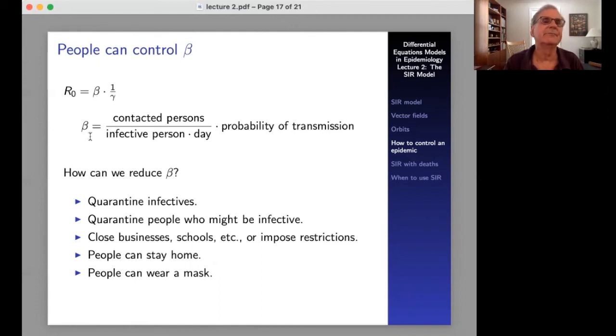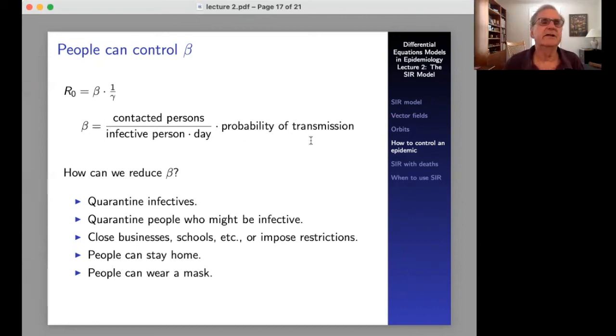So what was beta? Remember from the first lecture, beta is the number of people contacted by an infective person in a day times the probability that the disease is transmitted by that contact. So it's the type of contact that would normally transmit this particular disease, but no disease is passed on with probability 1 when a contact takes place. So we have to multiply by a probability of transmission.